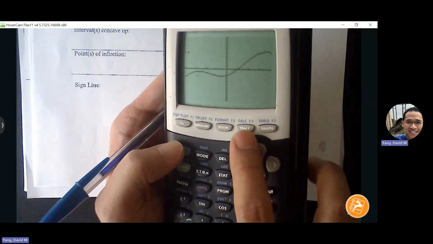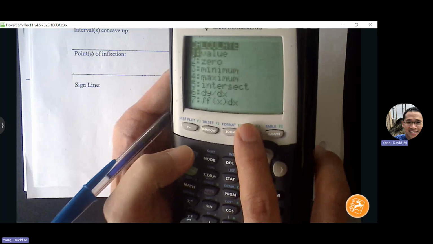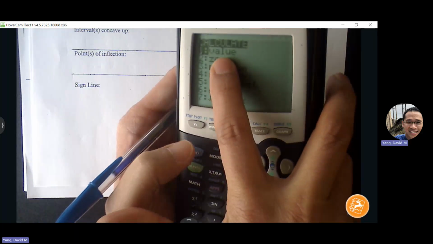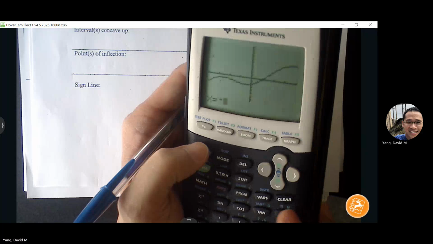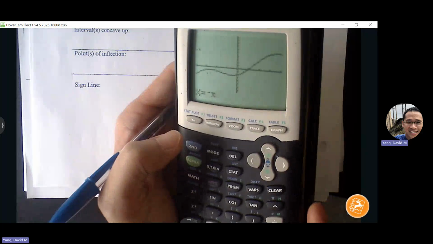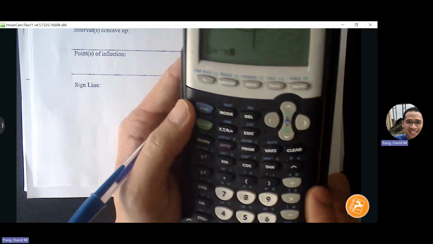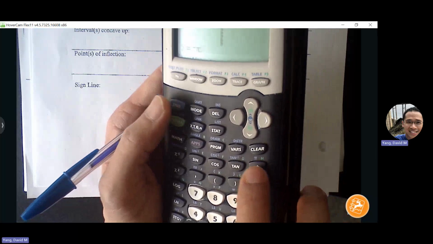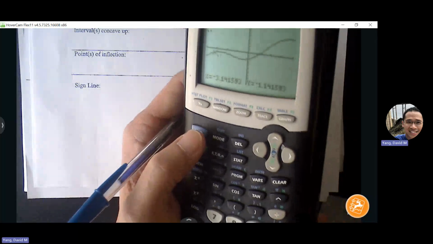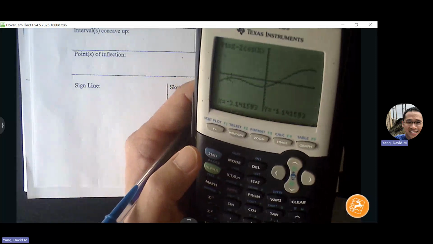So if you do second trace, you see that word value there? If we do second trace value, you can just type in any x value, and it will give you the y value in return. So if I do negative pi, now pi is the button next to that caret, right above the division sign. If you do second caret there, you see that negative pi. It gives you negative 3.14.